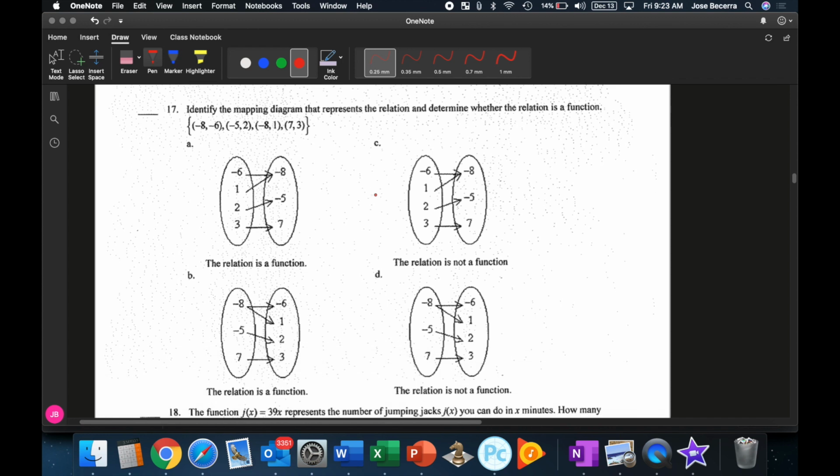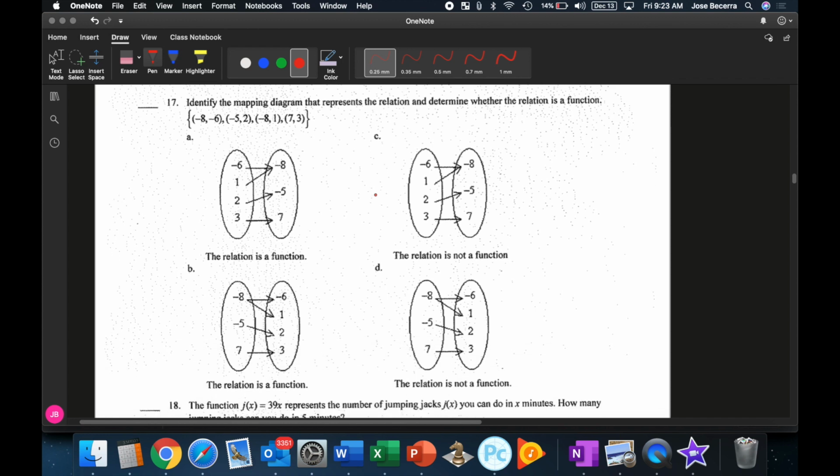Next page. Identify the mapping diagram that represents the relation and determine whether the relation is a function. Okay? So, this one is saying -8, -6, -5, -2, -8, -1, -7, 3.